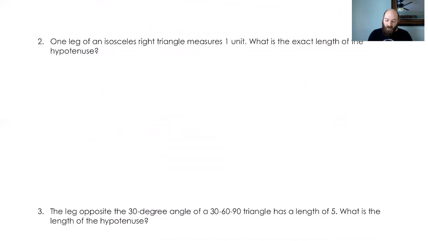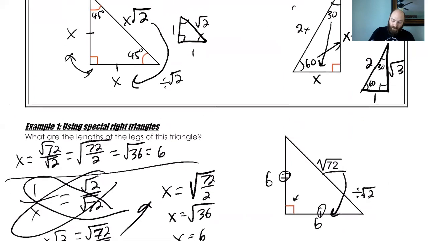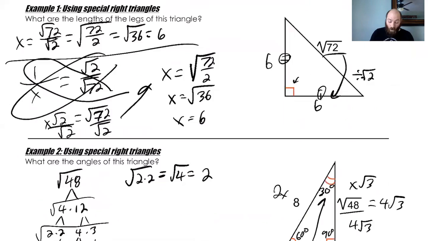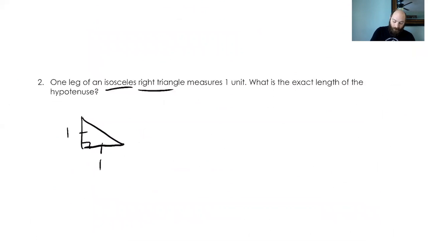One leg of an isosceles right triangle measures 1 unit. Isosceles right. So I'll draw that out. Isosceles right triangle. One leg measures 1 unit. What is the exact length of the hypotenuse? So remember what we did before? This isosceles right here, I'm actually already done because I have 1, 1, and root 2. So the exact length of the hypotenuse is root 2. Again, leave it as the square root of 2, not the decimal number, which would be like 1.4 something.